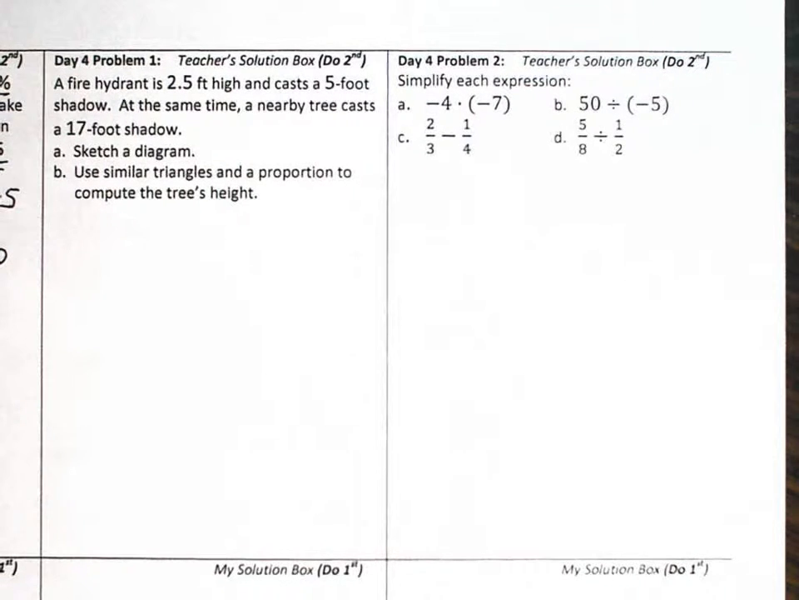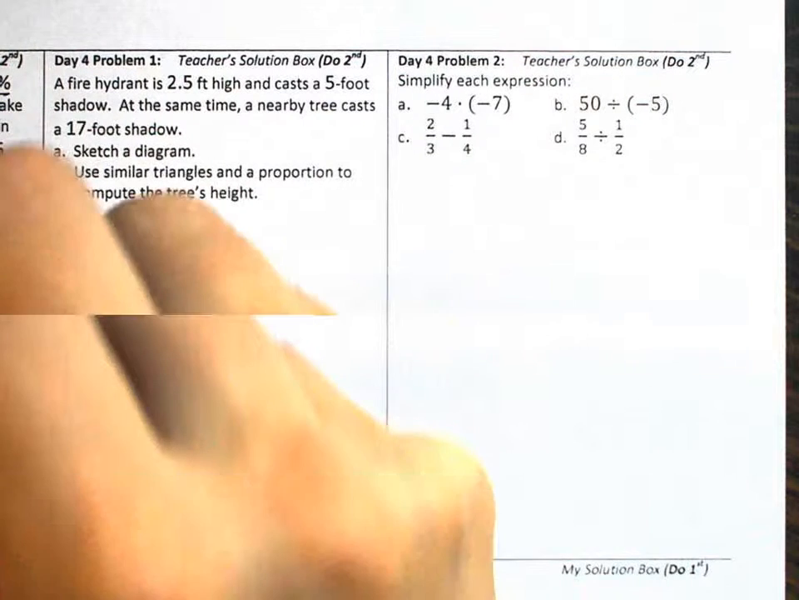Here's the solution to day 4, problem 1. A fire hydrant is 2.5 feet high and casts a 5-foot shadow. At the same time, a nearby tree casts a 17-foot shadow. Question A, sketch a diagram.